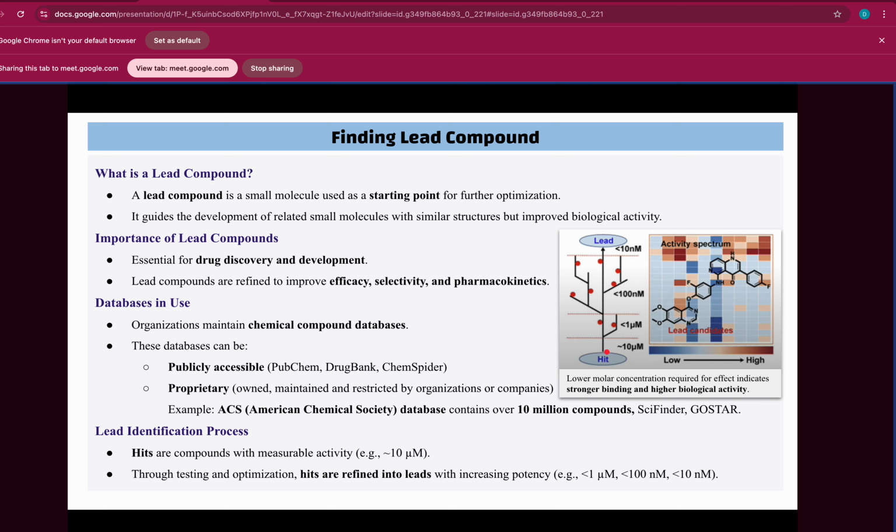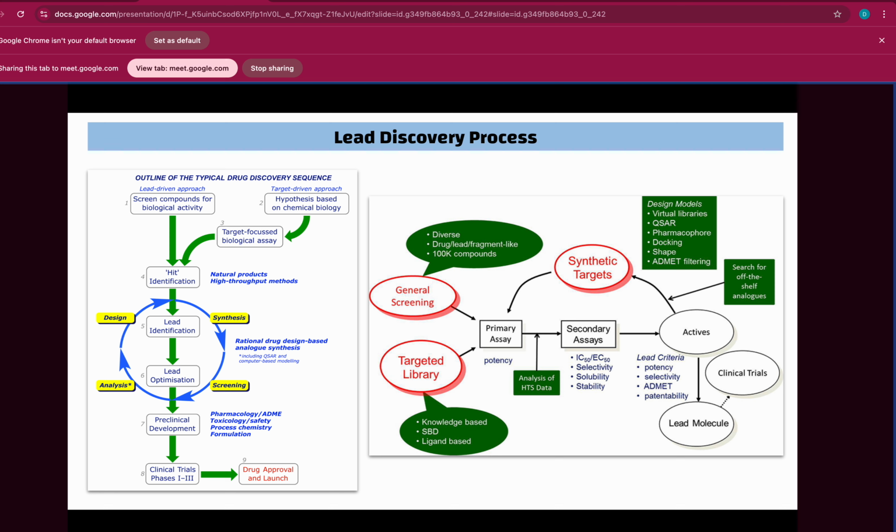This comes under the lead identification process, in which we are trying to improve the activity such that a lower concentration dose is sufficient to bring about a larger effect. And this is the spectrum in which the activity moves from low activity to high activity by bringing about changes. So this is how we find the lead compound.